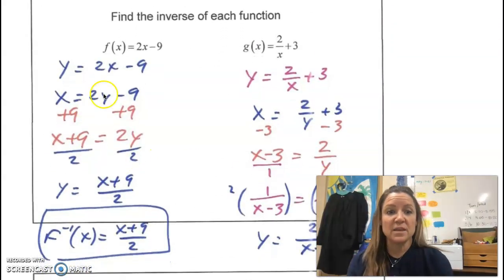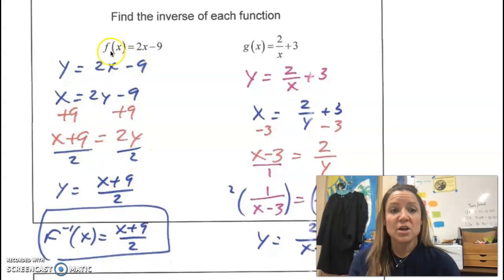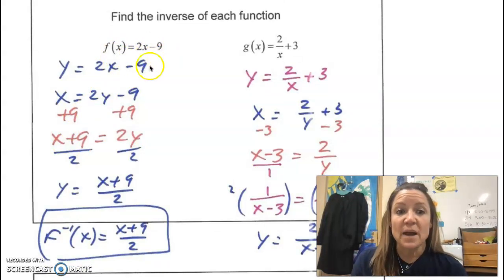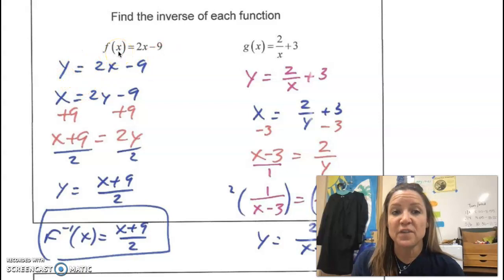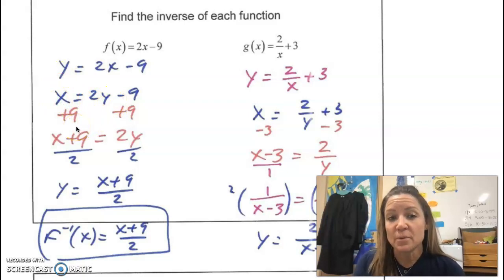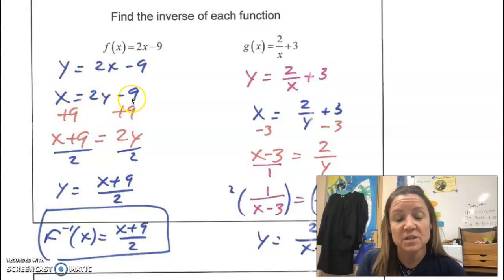All right, so we're going to find the inverse of the function f of x equals 2x minus 9. So I'm going to swap out the fancy function notation with y. Then I'm going to swap my variables. And then I'm going to do inverse operations till I get the y by itself. So since 9 is being subtracted, I'm going to add 9 to both sides. Since the y is being multiplied by 2, I'm going to divide by 2. And I end up with x plus 9 over 2 equals the y. So I just change it back to function notation and make it the inverse.